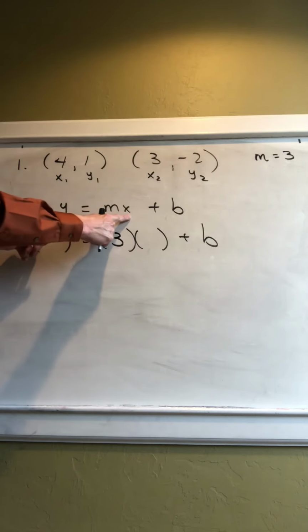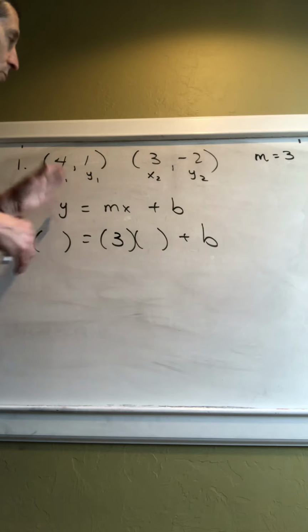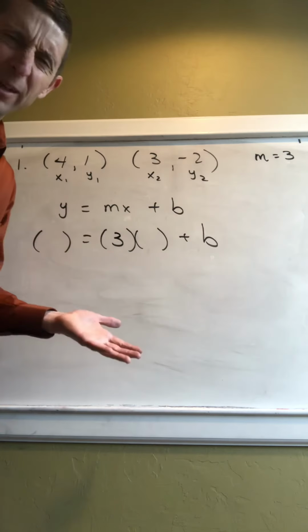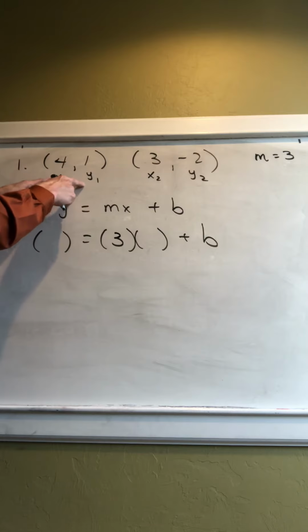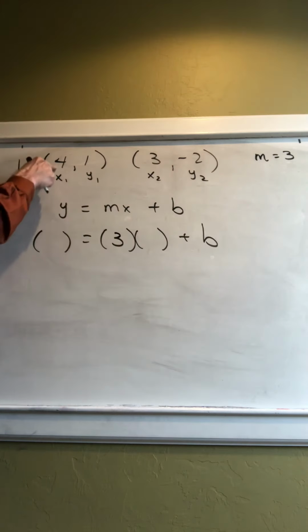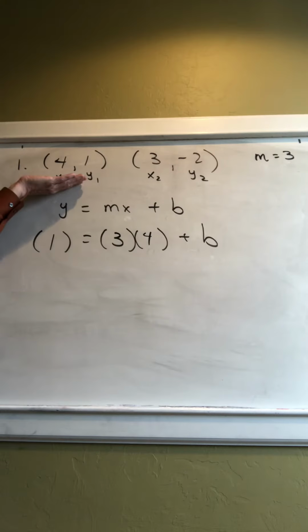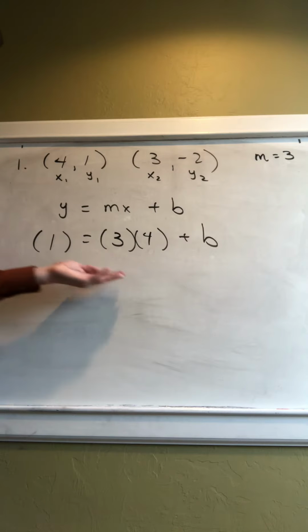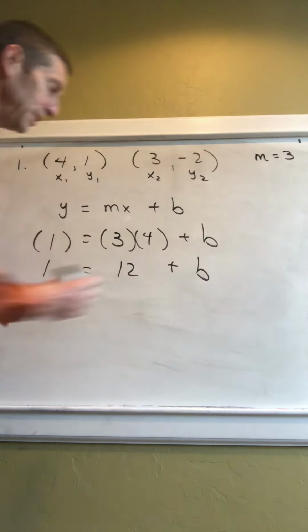Now on your x, y, I always just use the first ordered pair. Us old guys, we do it the same way every time. So I always pick this x and y to drop in there. So x equals 4, y equals 1. For my first ordered pair, I drop them in. This is 1 equals 3 times 4, which is 12, plus b.